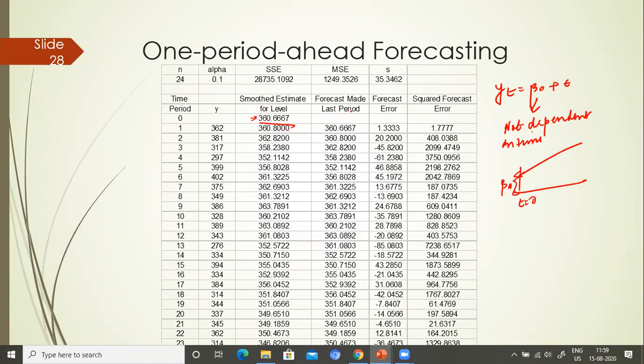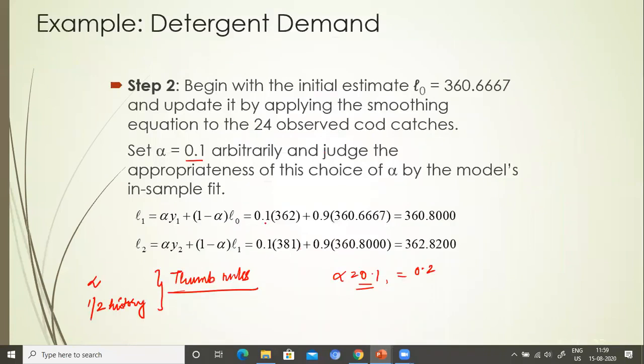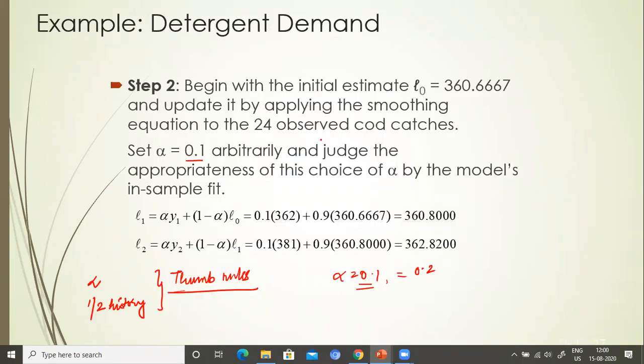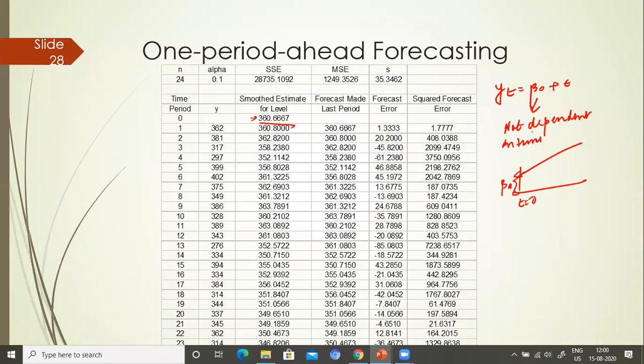Then the forecast made last period. Basically, this is where we are updating the forecast values, using 0.1 times 362 plus 0.9 times 360.6667. So 360.8 is going to be here. At every data point, we are basically forecasting it like this.